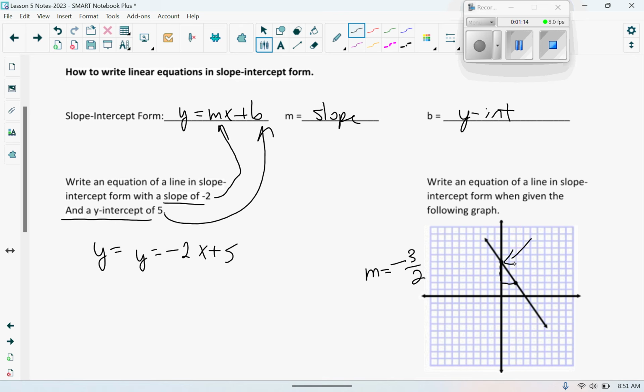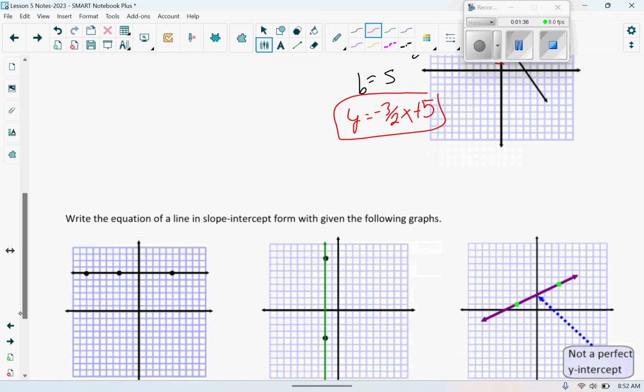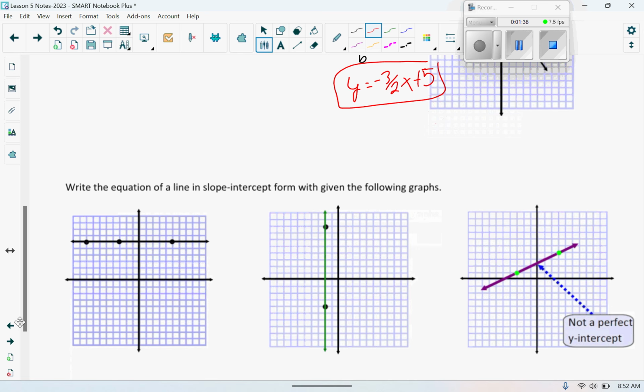But we also know the y-intercept. So anytime you have the y-intercept, that's your b. So our y-intercept, so you can't see it, is 1, 2, 3, 4, 5. So our y-intercept is 5. So our equation is going to be y is equal to -3/2 x plus 5. Like that.